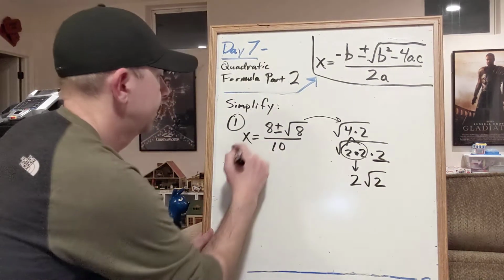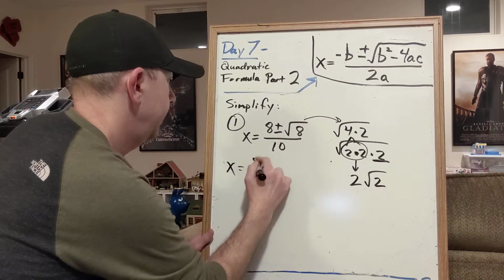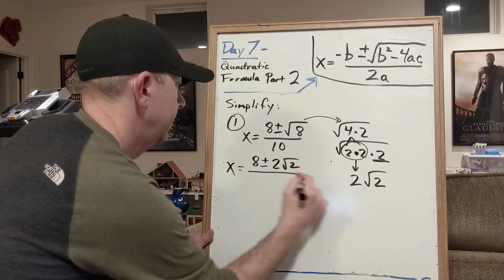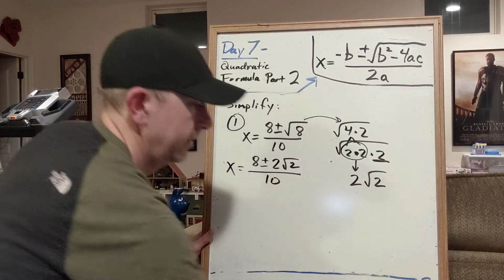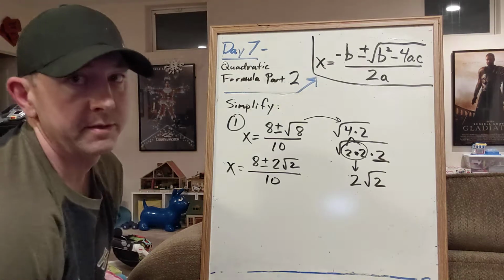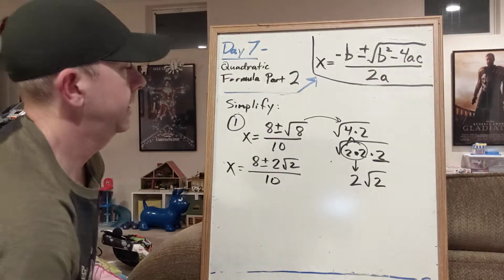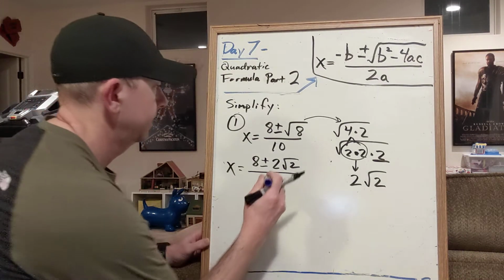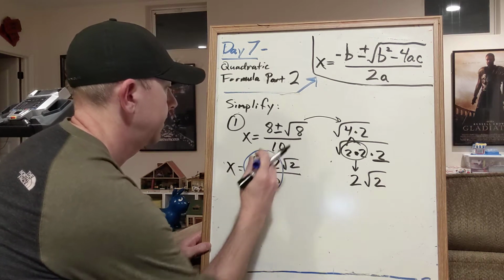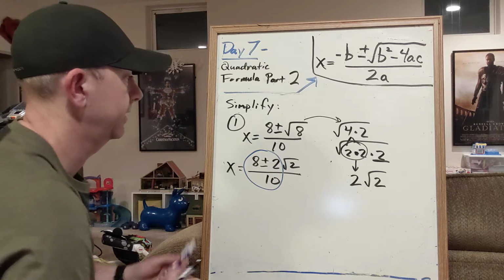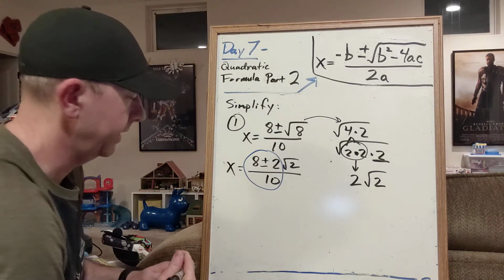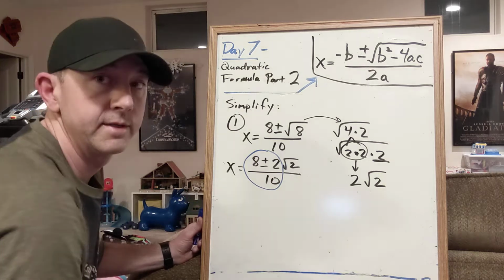Okay, so we simplify that, and we get 8 plus and minus 2 radical 2, that whole thing over 10. Now, if you were to stop here, you're really close, but this is not the final answer because everything's not simplified just yet. So we want to look at these numbers. The radical 2 is going to stay as it is, but if these can be simplified in any way, or if they have a common factor, we need to simplify them.